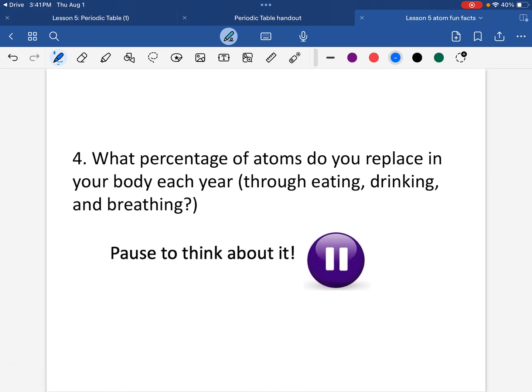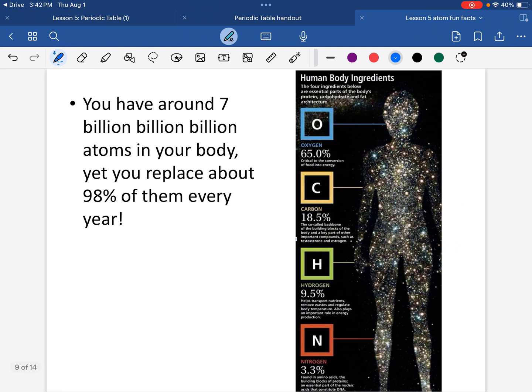What percentage of atoms do you replace in your body each year? So obviously we sweat, we breathe out, we eliminate, and things get recycled. The atoms get recycled in our body, and then we add new atoms by eating and drinking and breathing. So how many of those atoms are recycled, changed out each year? You have around 7 billion atoms in your body. 98% of them get replaced every year.